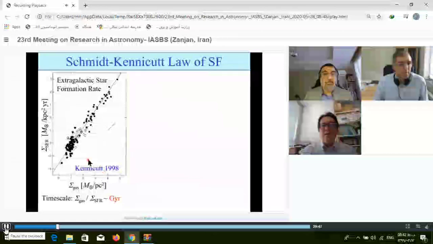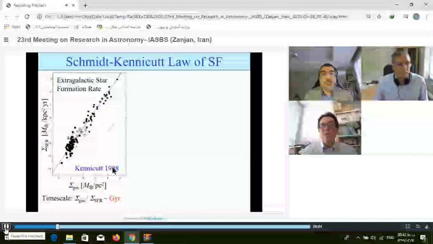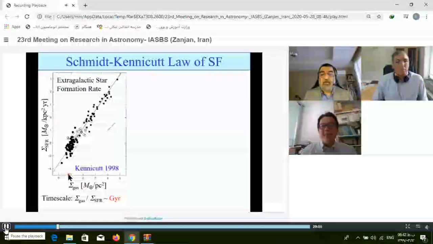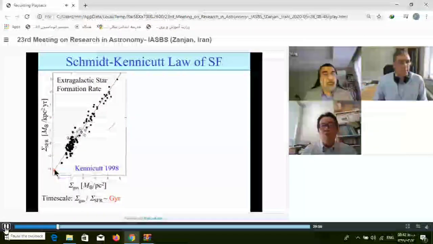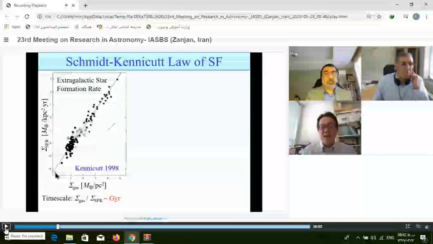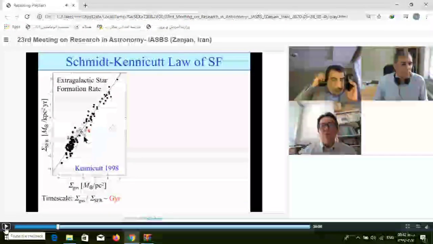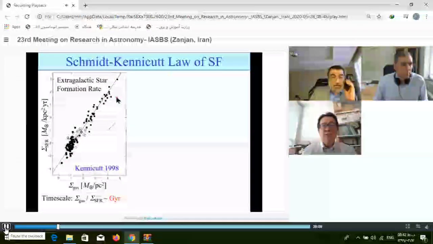I guess many of you know this plot. This is the very famous Kennicutt-Schmidt plot. The horizontal axis is the gas surface density, and the vertical axis is the star formation rate per area. We have a nice correlation according to the observation, mostly extragalactic observation.